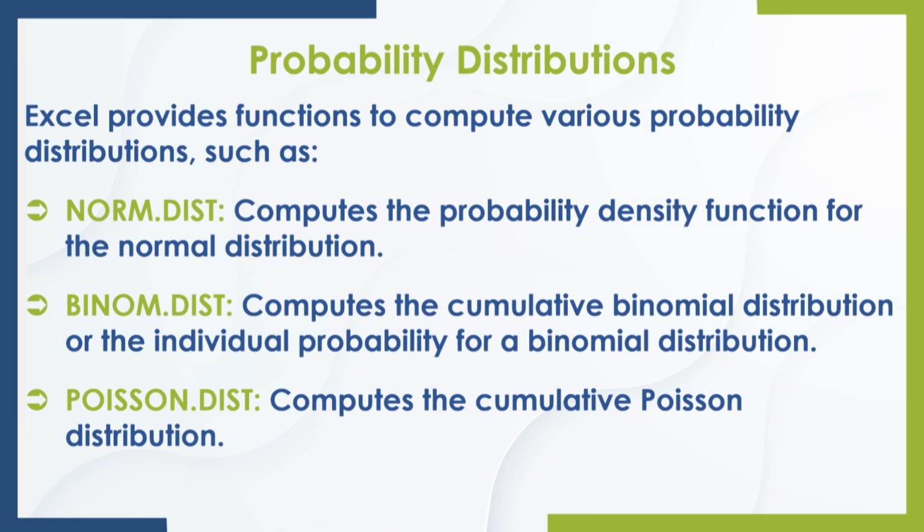Probability distributions. Excel provides functions to compute various probability distributions such as normal distribution, binomial distribution, and Poisson distribution. NORM.DIST is the function which computes the probability density function for normal distributions, and BINOM.DIST is the function which computes the cumulative binomial distribution or individual probability of a binomial distribution. POISSON.DIST is the function which computes the cumulative Poisson distribution.